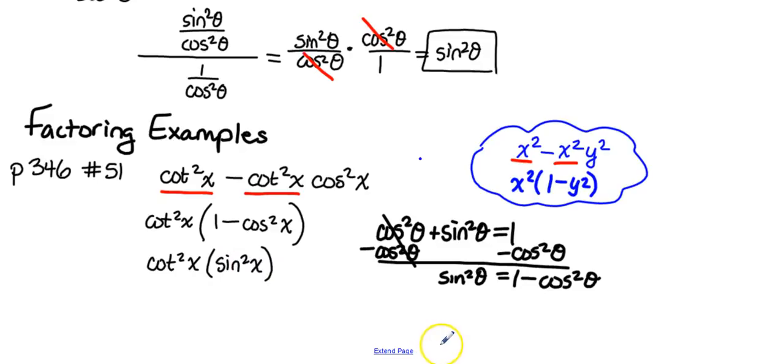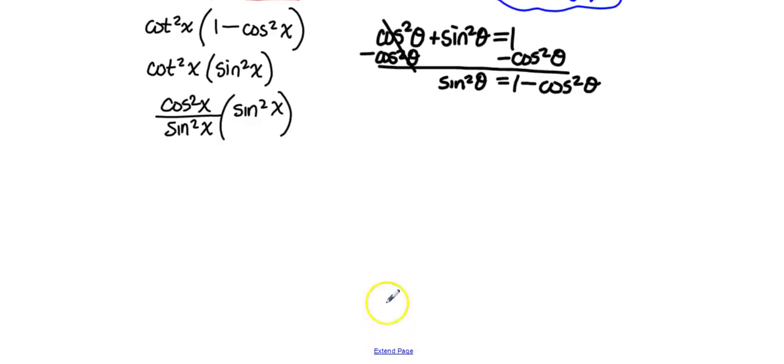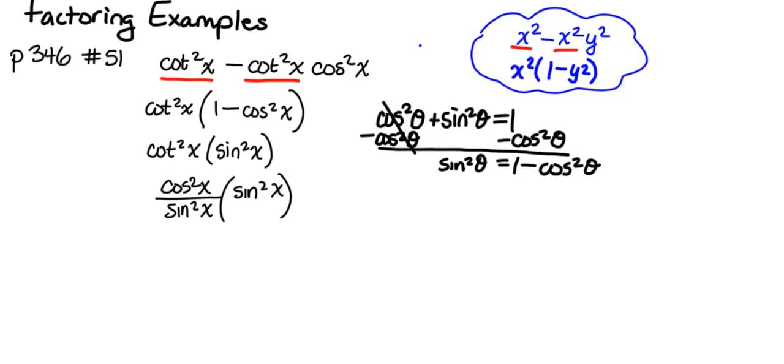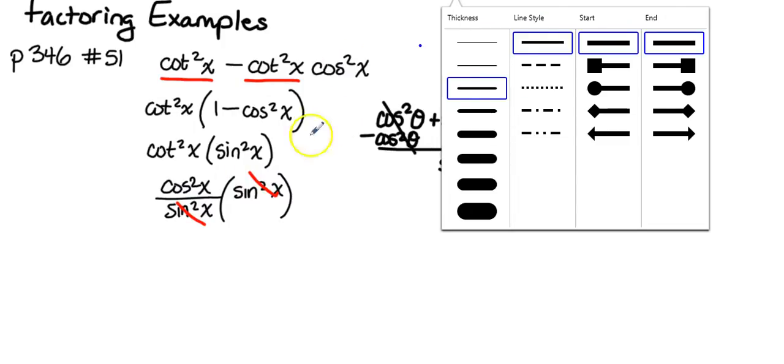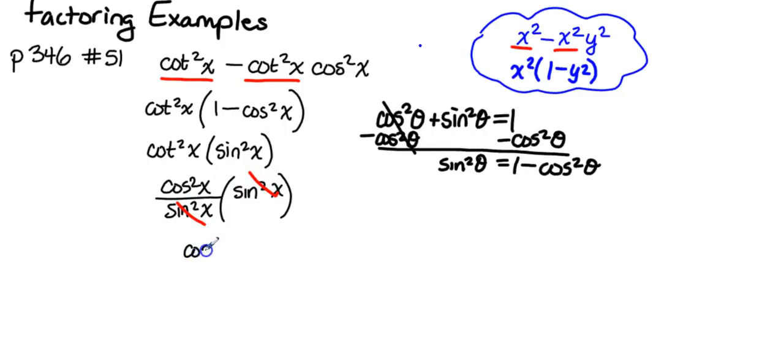But wait, there's more, because how can I rewrite cotangent? Cotangent is the same as cosine squared divided by sine squared. What do you see can cancel? My sine squareds cancel, leaving behind cosine squared.